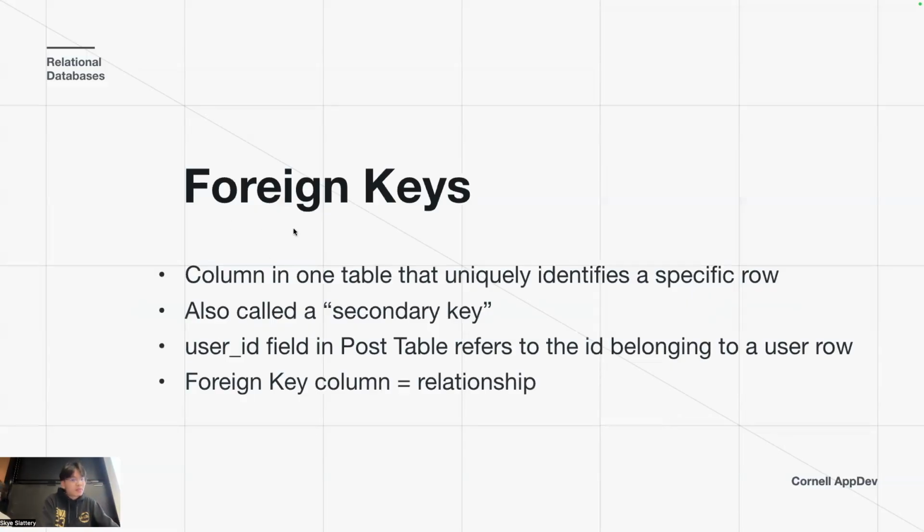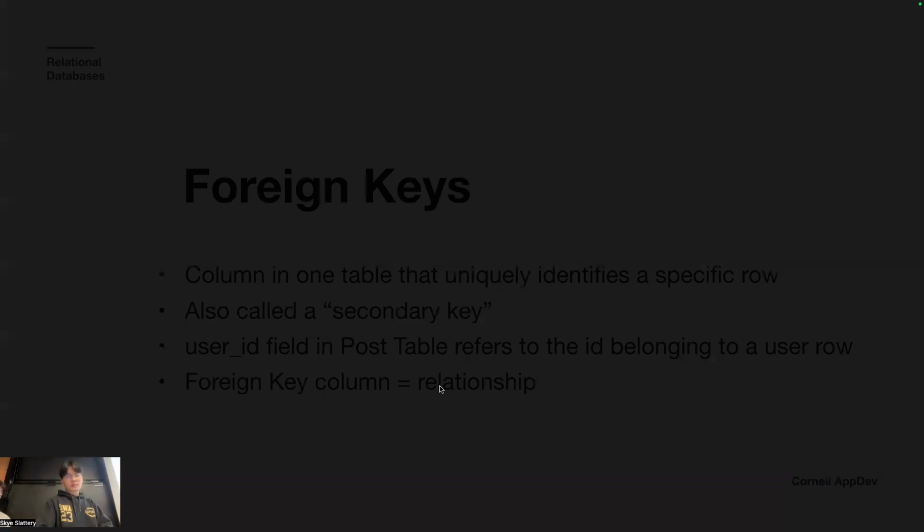One key topic to notice and to remember is foreign keys. This stands for a column in one table that uniquely identifies a specific row. It's also called a secondary key, but that user ID field in the post table, the one just now, that is the foreign key. So it's the same thing as a relationship. Just to get back to the diagram.